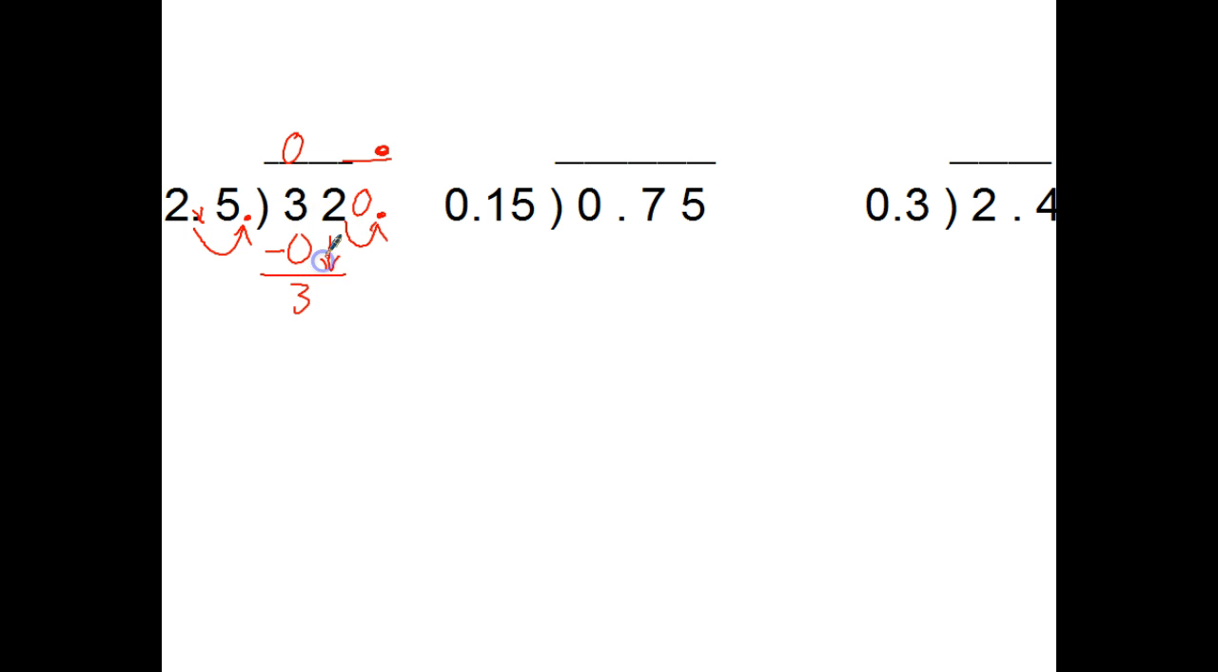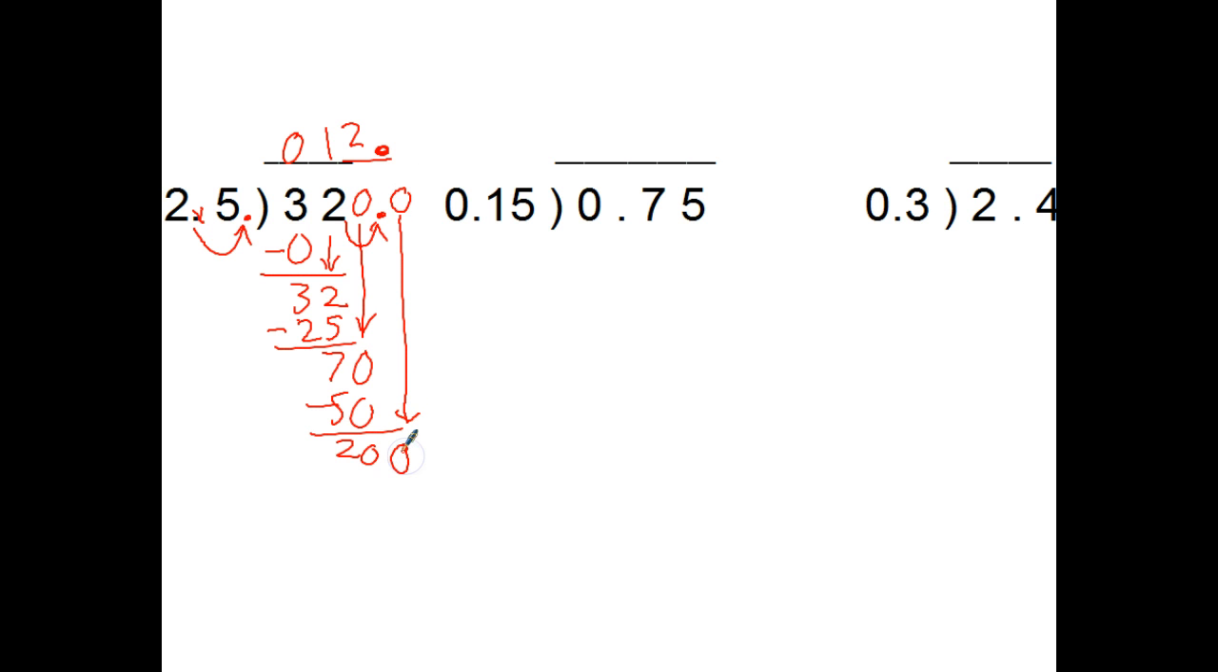When I subtract, how many 25s in 32? I'm going to have a 1. Subtract, I got 7. Bring down my 0. How many 25s in 70? 2 of them would get me to 50. Now I have 20 left. I don't have any other numbers to bring down, so I'm going to add on a 0.